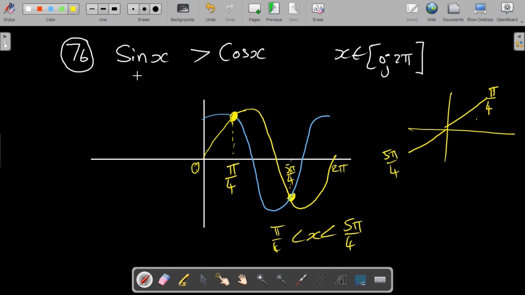You can also go through the general solution of this, perhaps using sine over cosine greater than 1, which is tan x greater than 1. Go through this, then find your two critical points, and you'd basically find the same. And using those as well as your knowledge of the functions, you'd come back to the same conclusion.